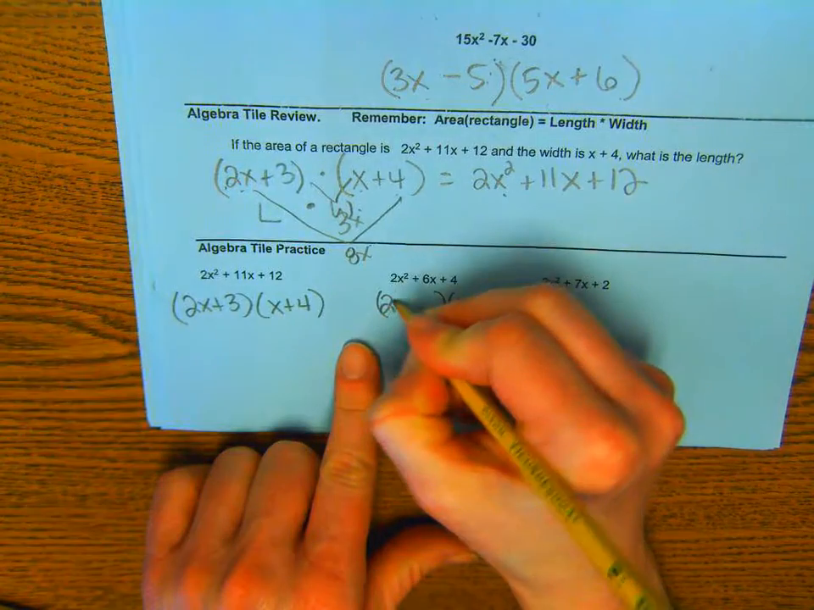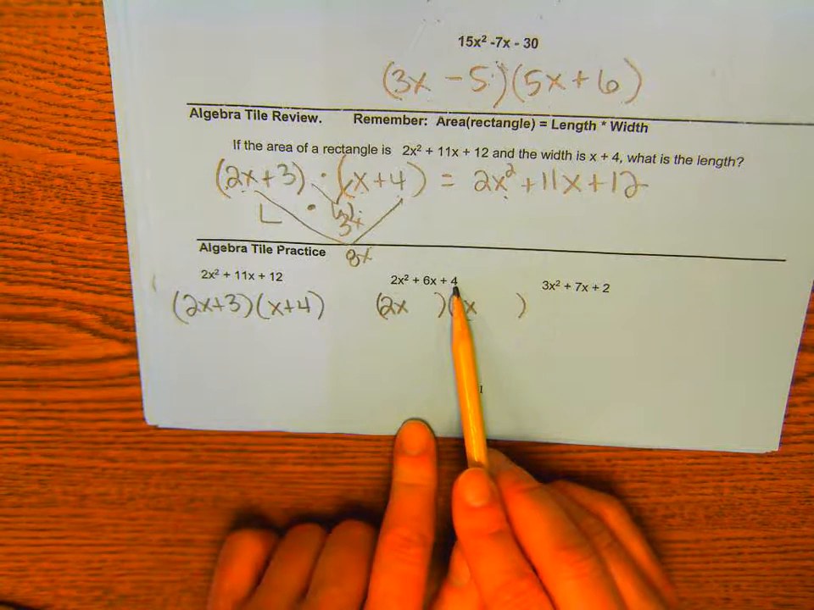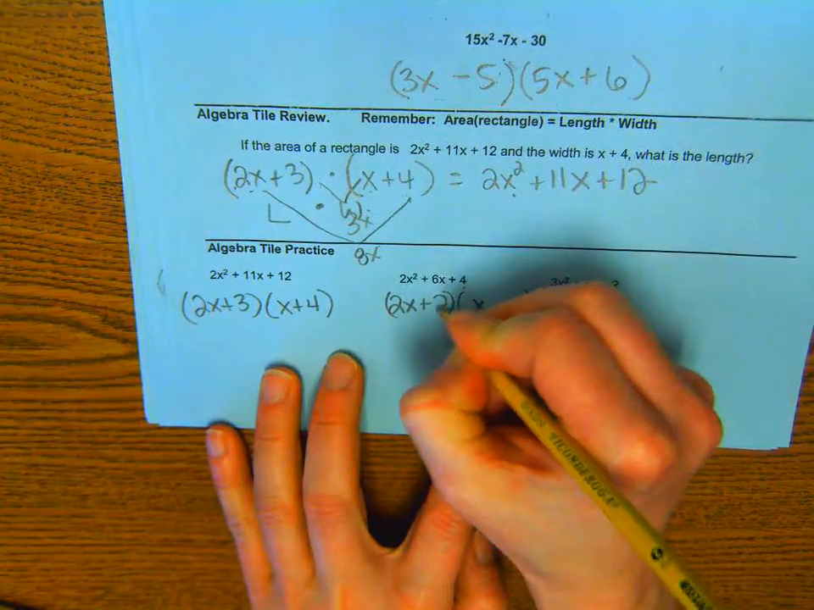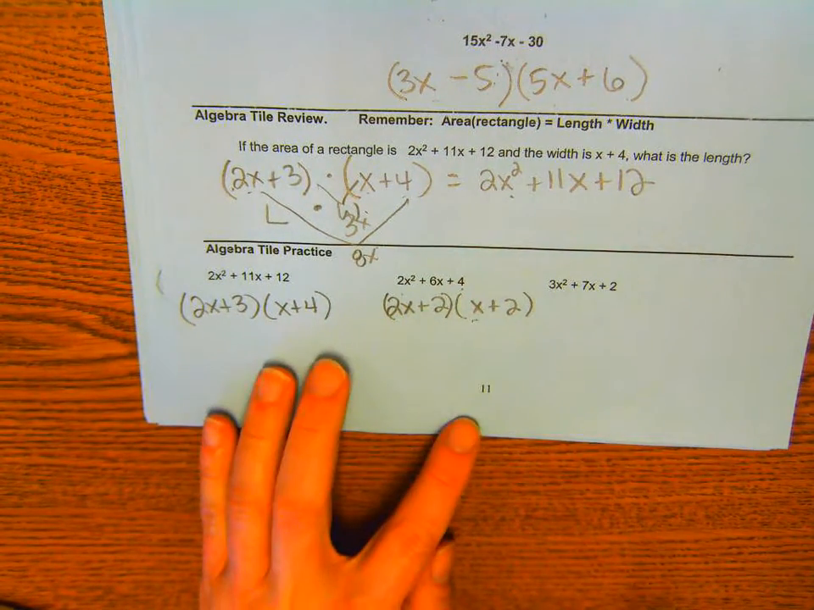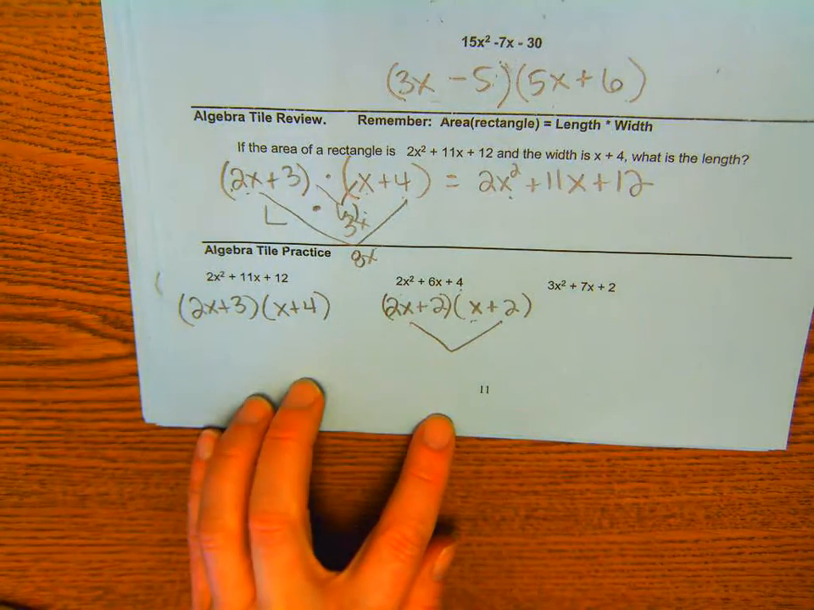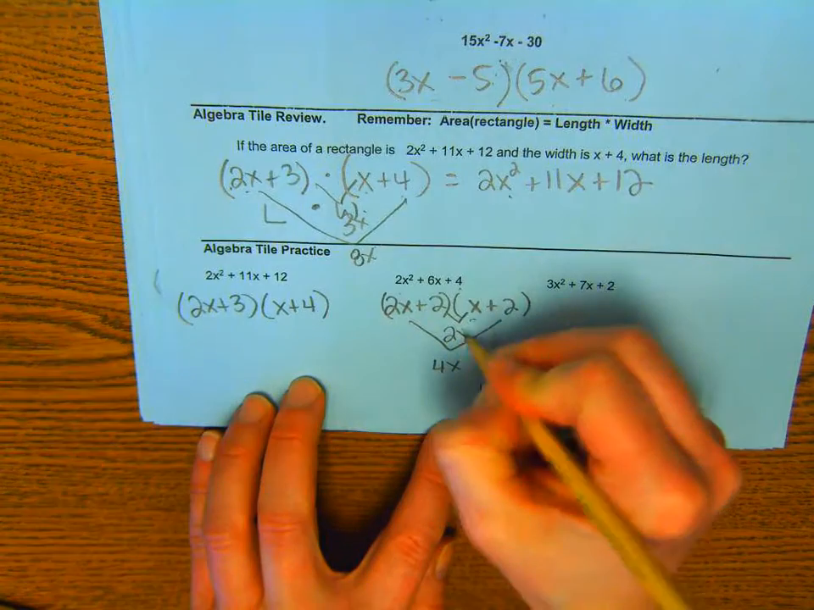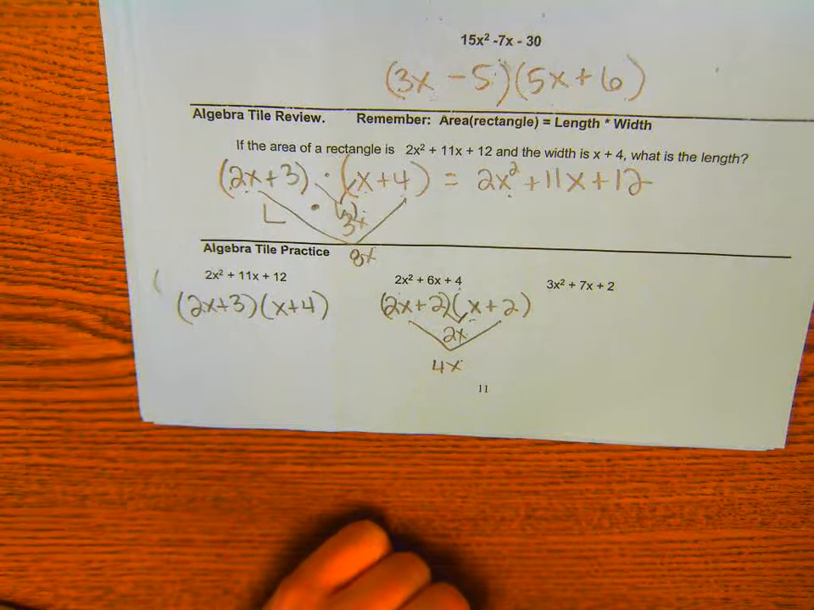What are my options for the last spot, just so we know we have options? 2 and 2, or 1 and 4. And if something doesn't work, then we have to move on to the other. Okay? So what do you want to try first? 2. Okay? Now we always check. We know that the first and the last work. Let's check the outers and the inners. The outers would be 4x. The inners would be 2x. What's 4x plus 2x? 6x. Okay. Oh, shoot. What did I forget to check first?